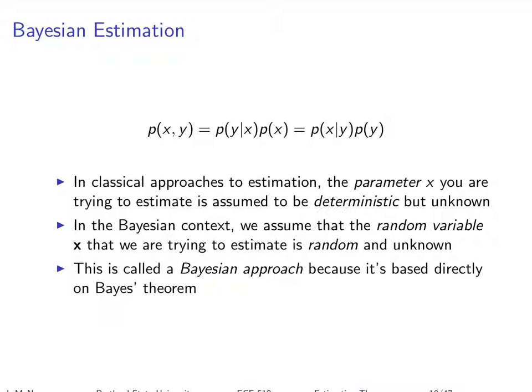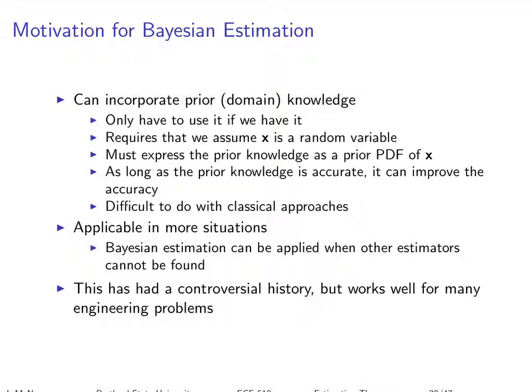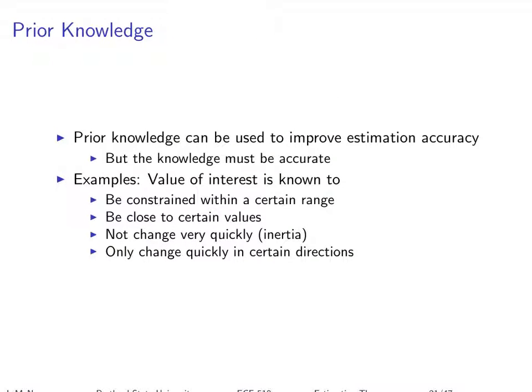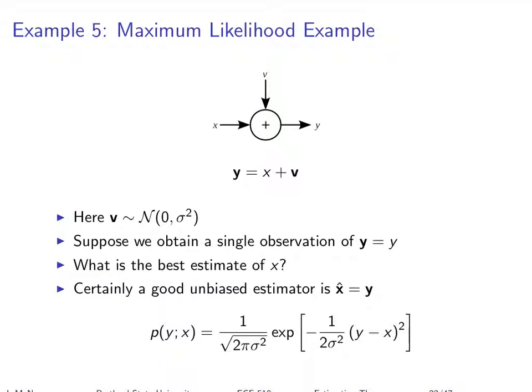So this is the start of Bayesian estimation. It's really nice. There's this idea that you've got prior domain knowledge, and we saw an example of that. There's a controversial history, but I'll say a little bit more about that shortly. And prior knowledge can be good as long as it's right. And we saw a maximum likelihood estimation example where we had a fixed parameter.